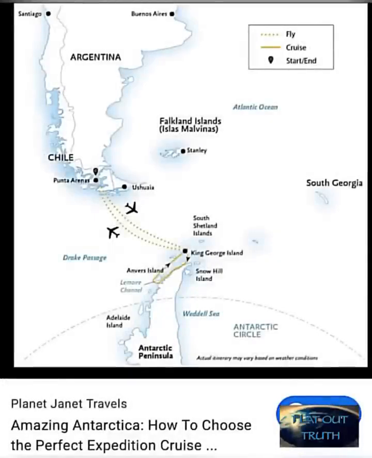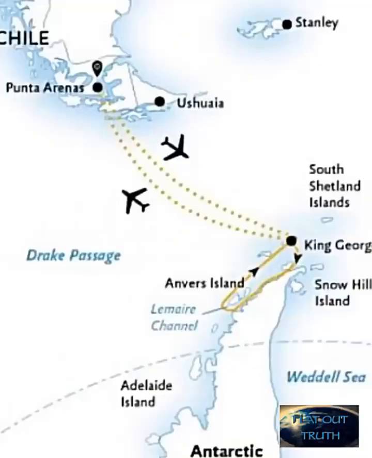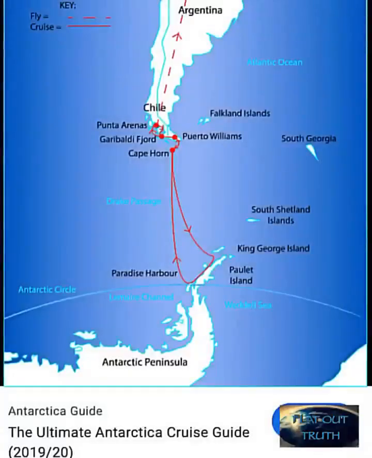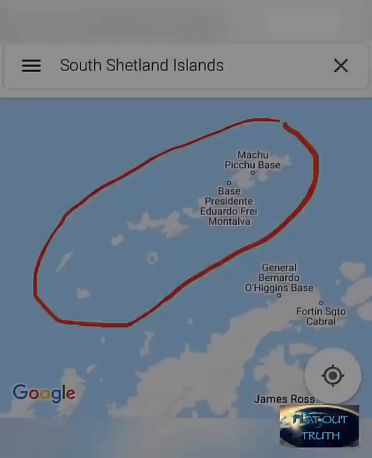Enjoy the video. Okay, here we have the flight and cruise route for a tour to Antarctica from Planet Janet Travels. Let me zoom in on that a little better where you guys can see it. There we go. Now let's switch over to this map of the route so you can see the names. It leaves out of Cape Horn, goes past the South Shetland Islands along the Antarctic tail, and then back up.